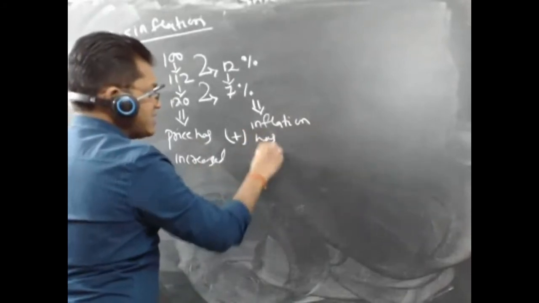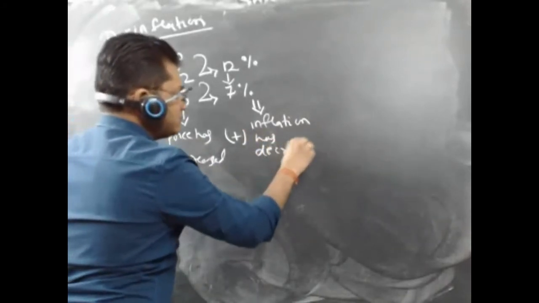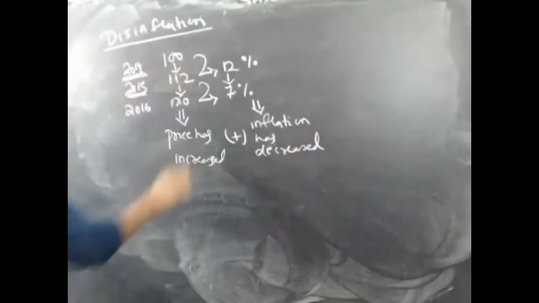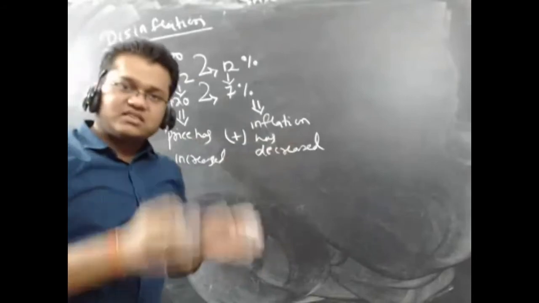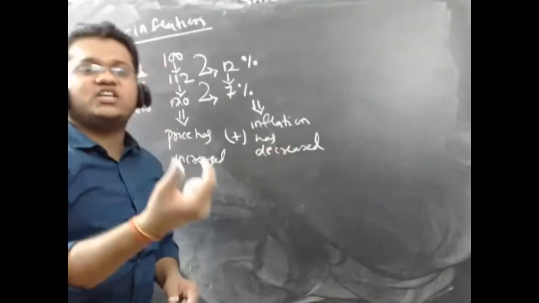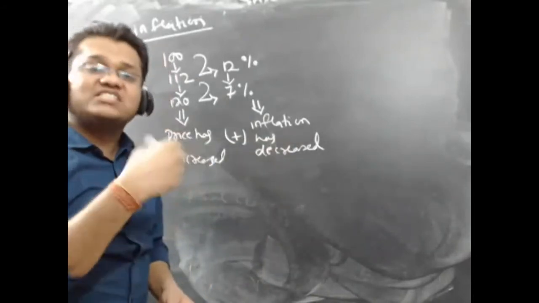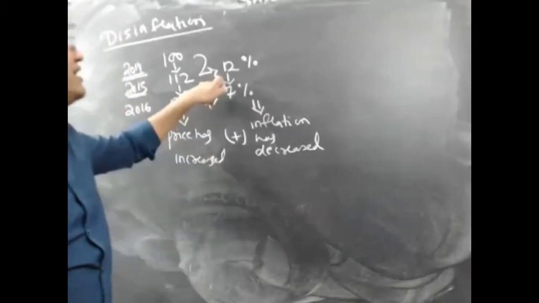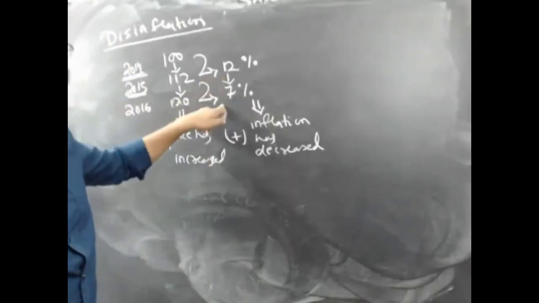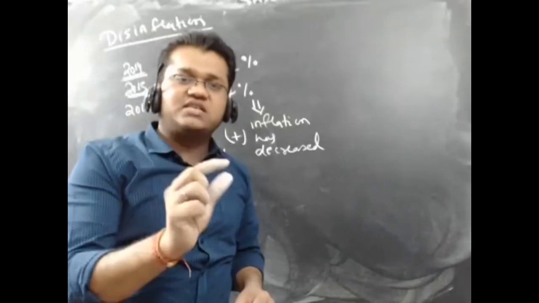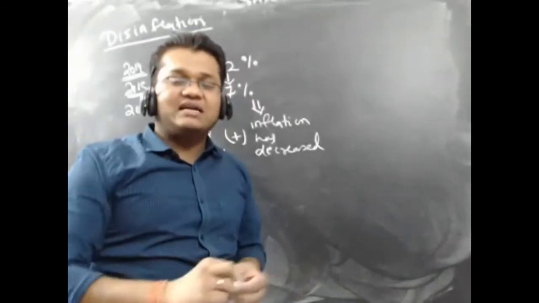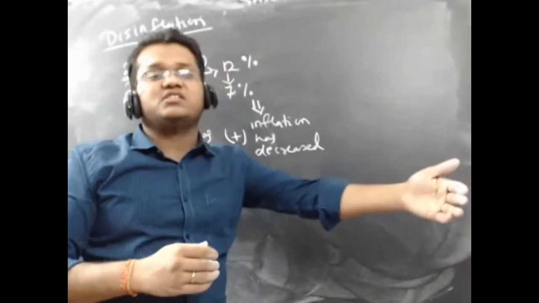Inflation has decreased. Point is, price is continuously rising, but see what is inflation? Inflation is nothing. It is just the magnitude of change in price. That is to what extent price is changing. Earlier it was changing by 12%. Now it is changing by 7%. So inflation just tells you the magnitude of change.